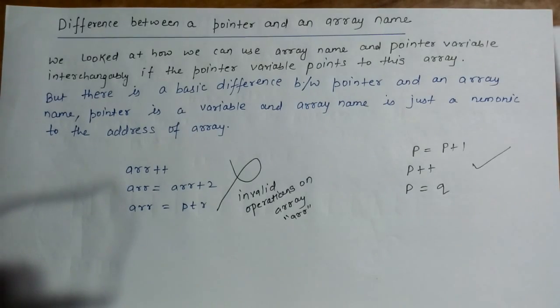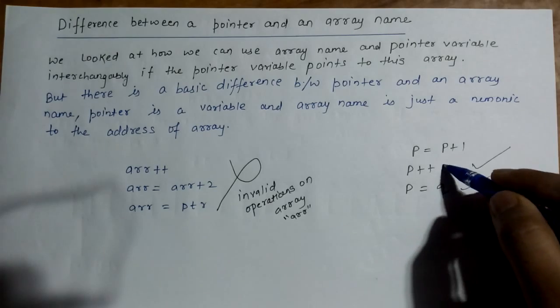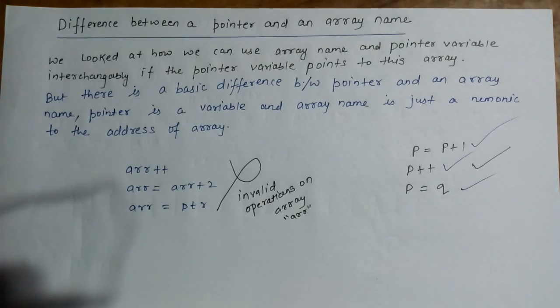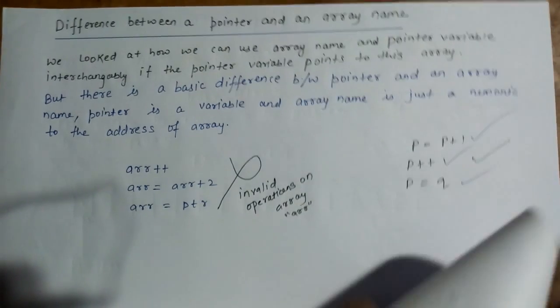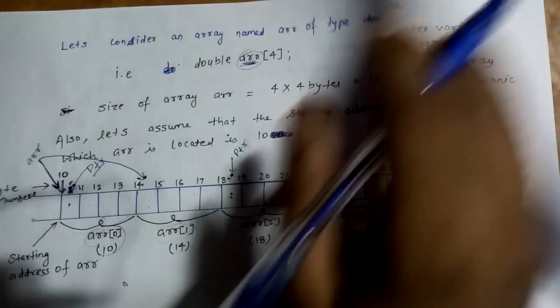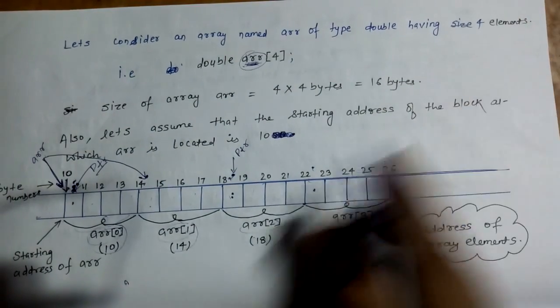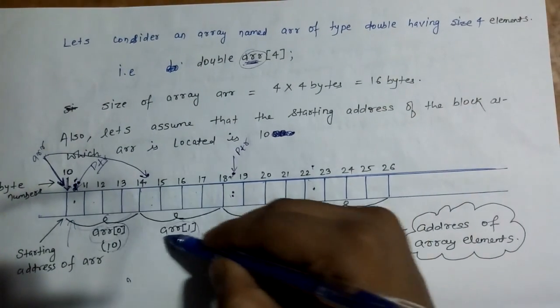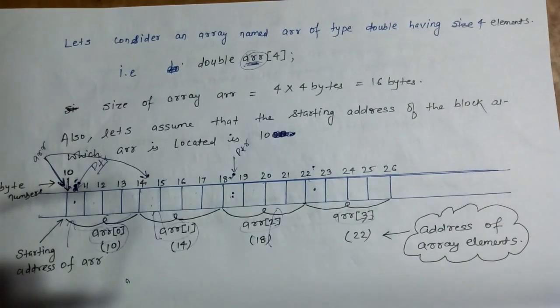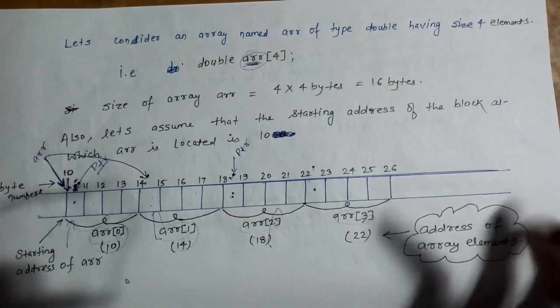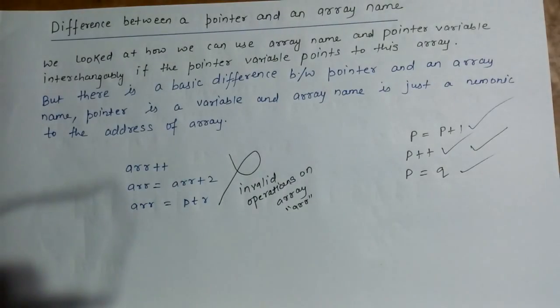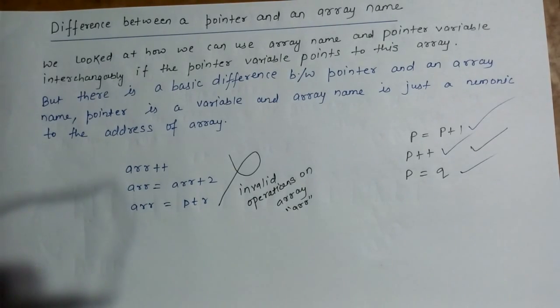But with a pointer you can do many things. You can assign it to some other pointer as well. You can increment it. You can point it to some other location. What it means is that you can make the pointer point here or here or here, or to any other array. So pointers are a kind of variable, but an array name is just a mnemonic. So friends, we just learned about arrays and pointers in C and C++.